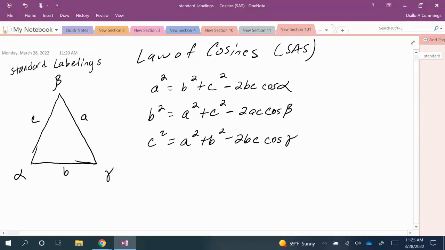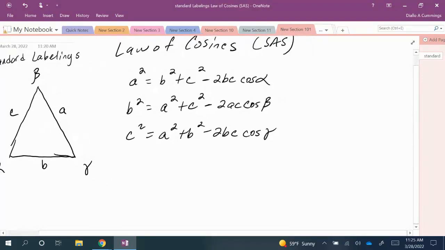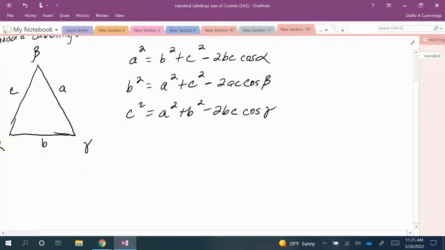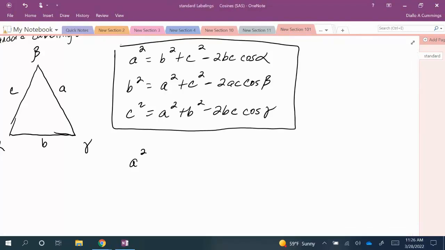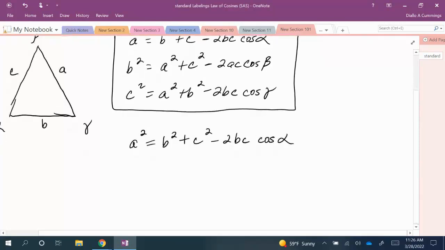All right, so all of these are based on a side, angle, side set of measurements. Now, as I alluded to, we never really find A squared, we always find A. We never find B squared, we always find B. And we never find C squared, we always find C. So I'm going to take the very first formula, A squared, and put it in a box: A squared is equal to B squared plus C squared minus 2BC times the cosine of alpha.